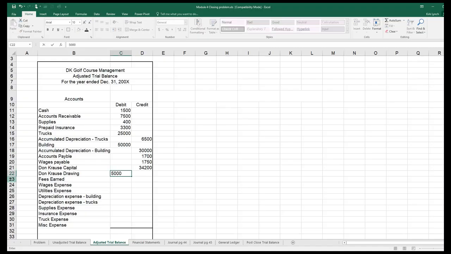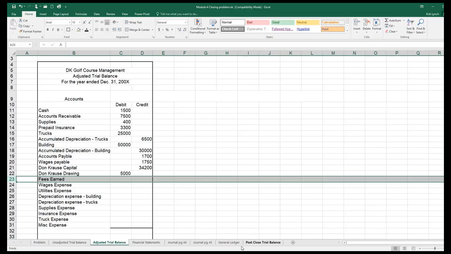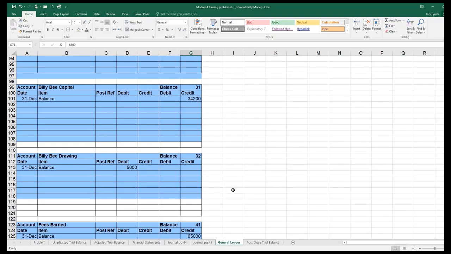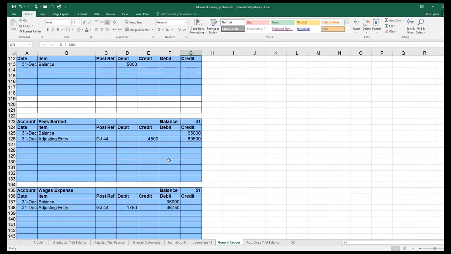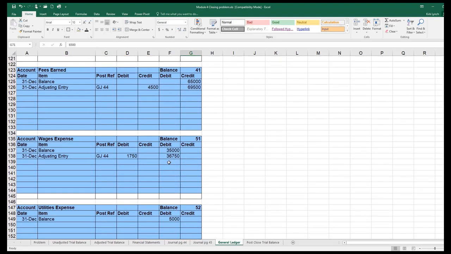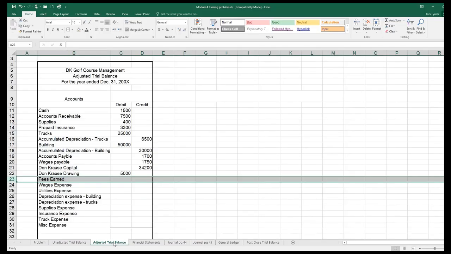And now we need to go to our fees earned. It has been updated because we had an adjusting entry to that. So our fees earned is now $69,500. And so we'll put that here on our adjusted trial balance.